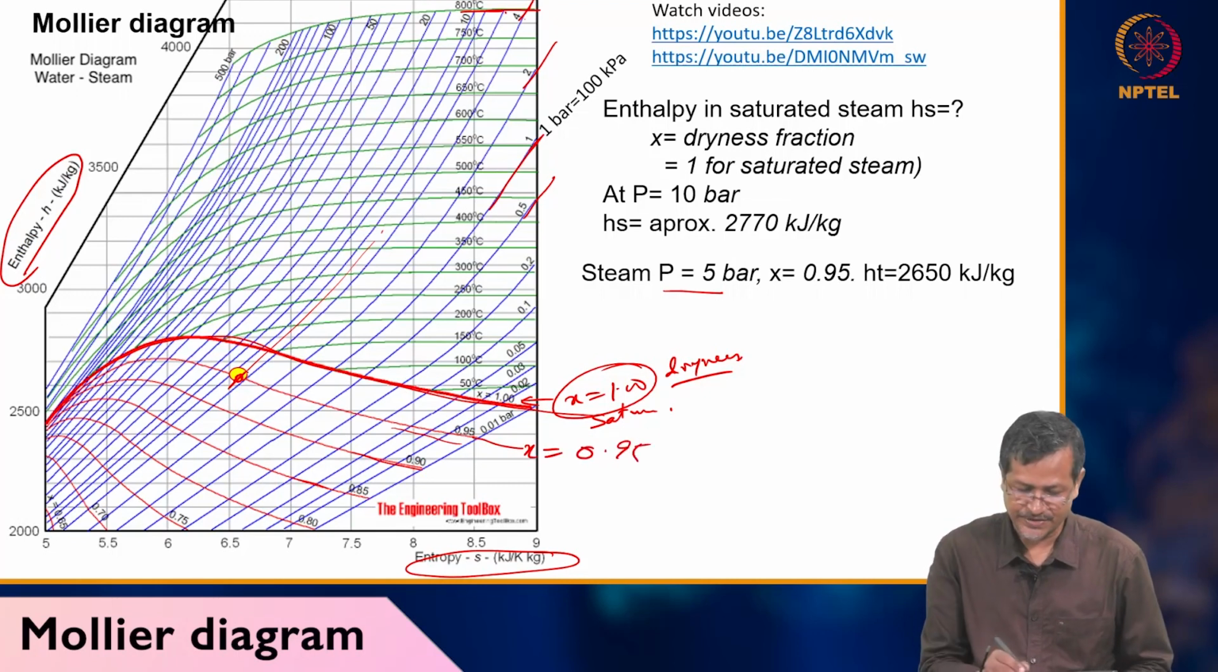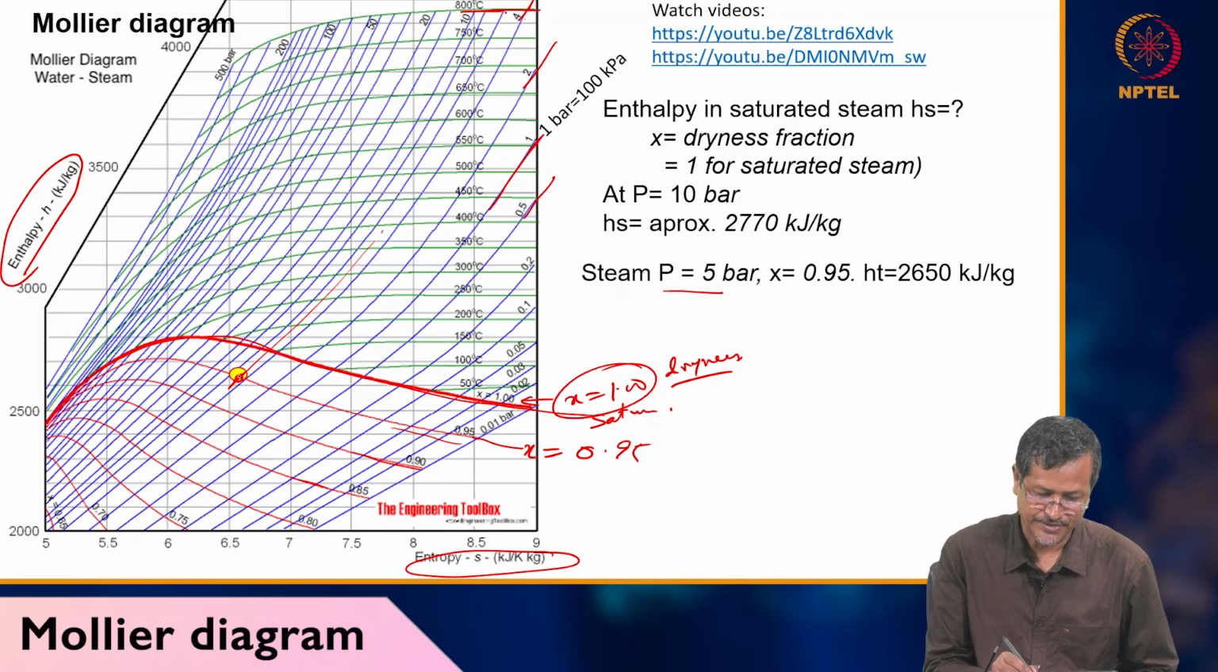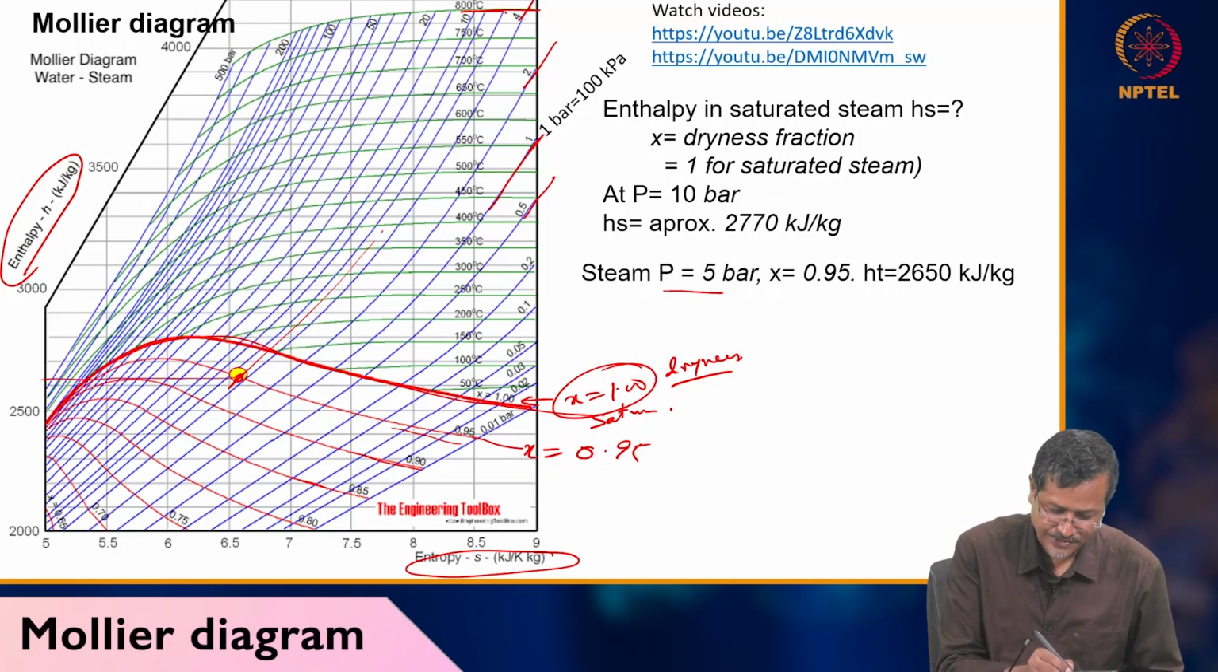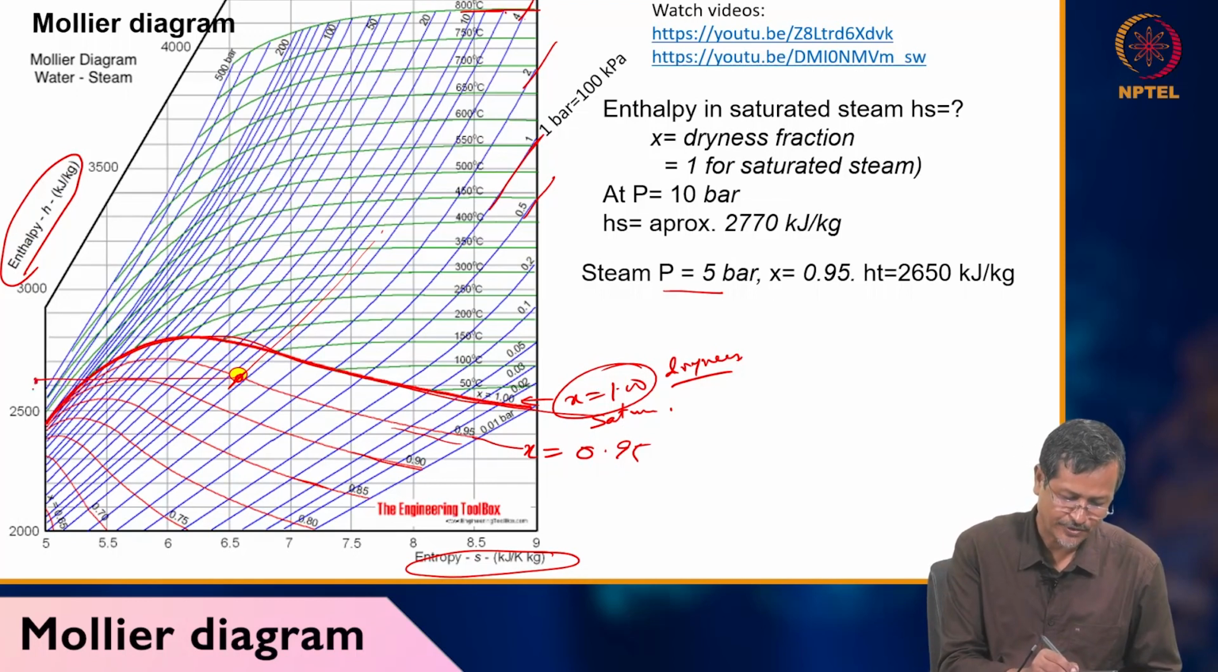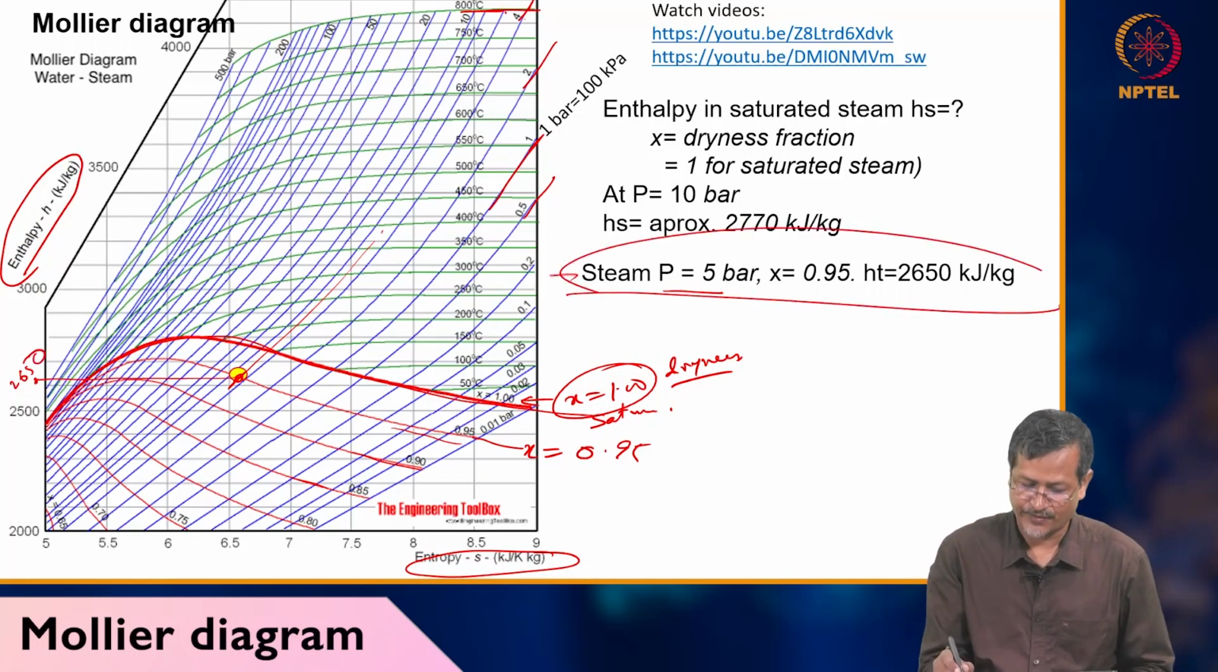So HT value, total enthalpy, how much it will be. You can calculate from here directly. You can draw this curve, this line, and you can see 2650. So approximately it will be 2650. So this point is here.